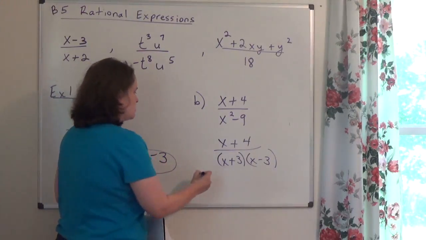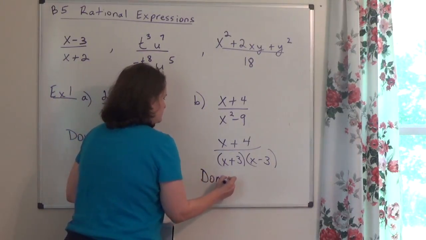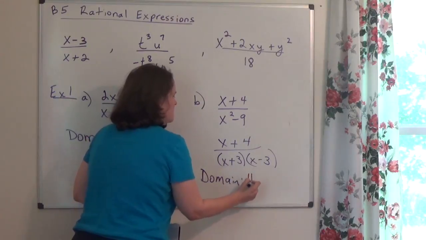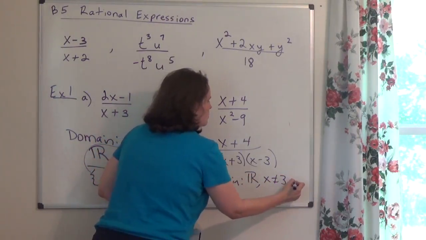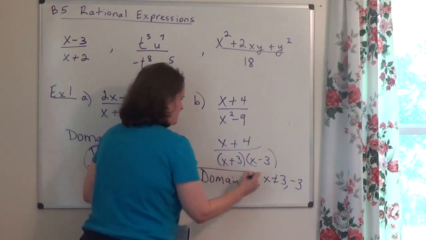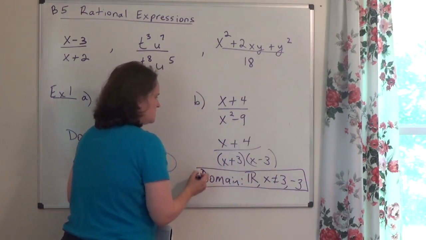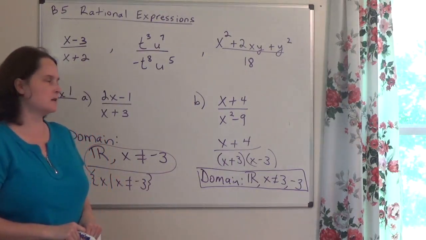So we can say that our domain is all real numbers, but x cannot equal 3 or negative 3. All real numbers, x cannot equal 3 or negative 3, is our domain.